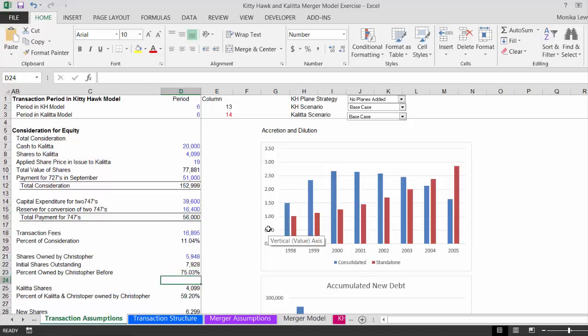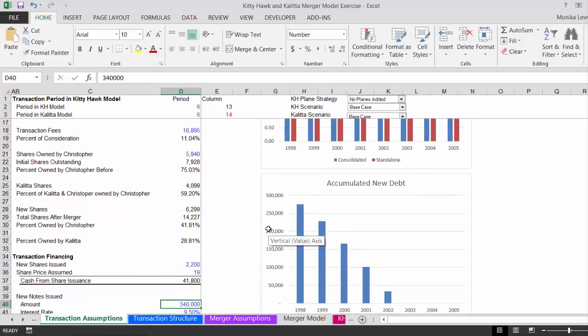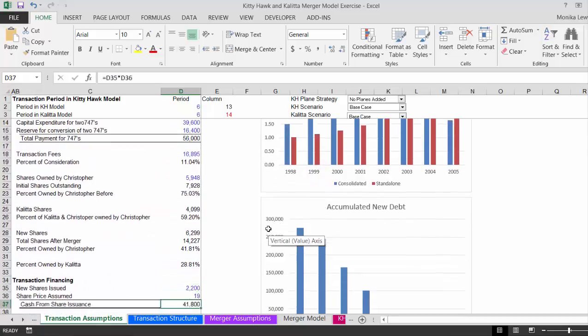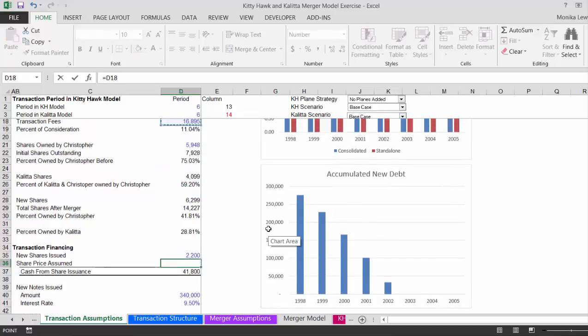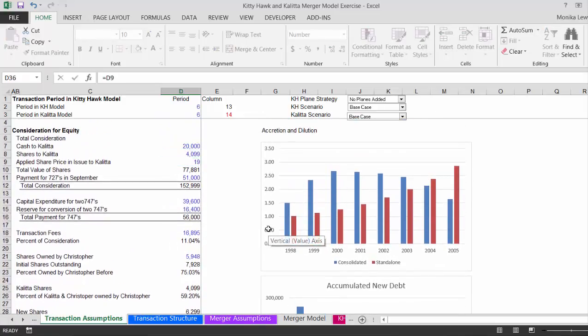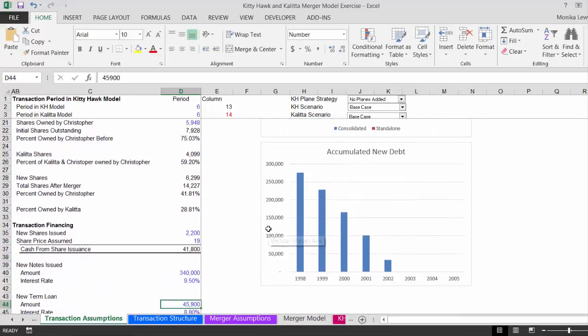And then to get money for this, well, here was the other trick. If they didn't want to dilute the shares too much, they got 41 million from new share issues. And so now we'll put the share price assumptions up here. Now if they have a lower share price, they get a whole lot less shares, and it affects the dilution.